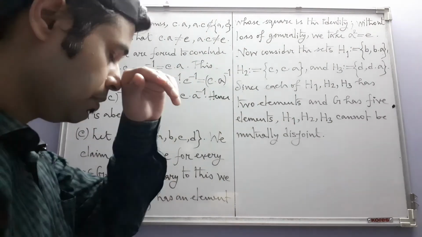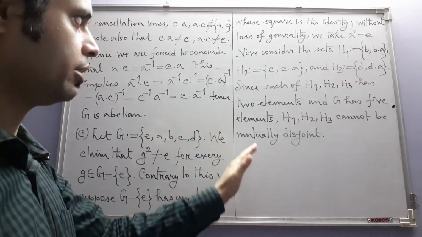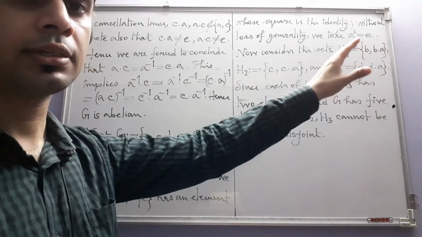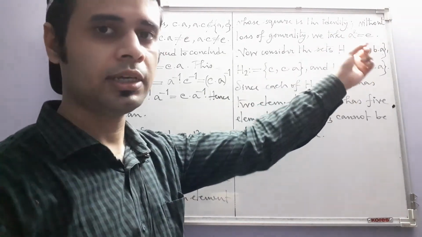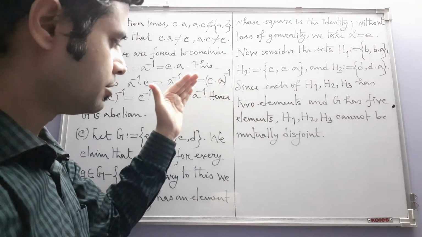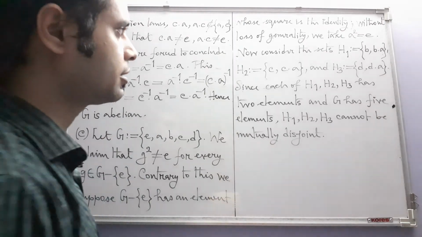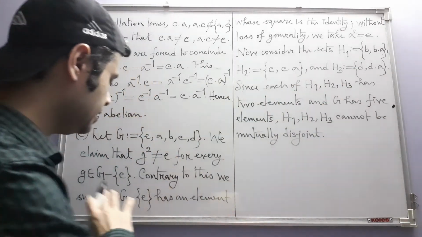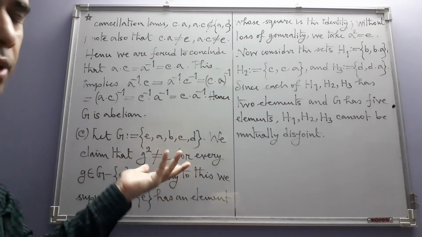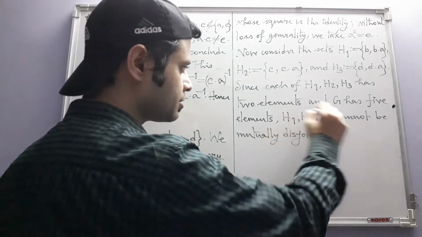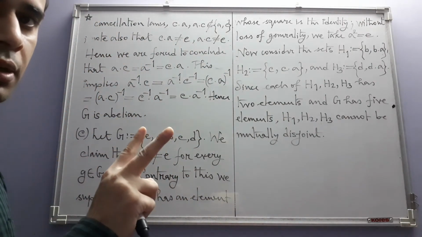Why? You see, each one of them has 2 elements, so if they are mutually disjoint, if none of them intersects the others, then together they will give us 6 elements. And G, according to the fact that G is closed under its product, all of them have to be in G. So G cannot accommodate 6 elements because it has 5 elements. So that means these 3 cannot be mutually disjoint. There will be at least 2 of them which are intersecting.